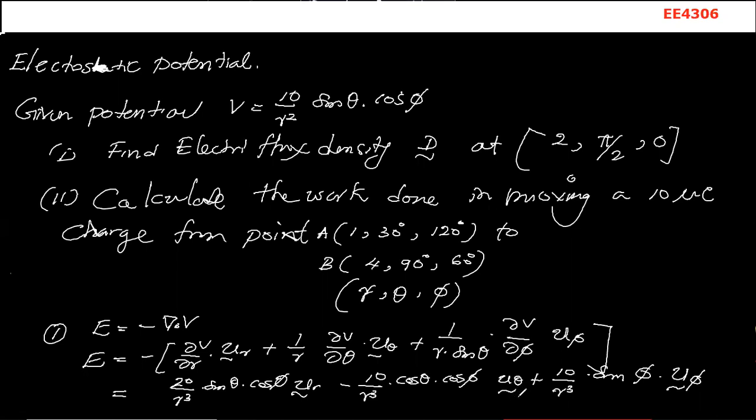Now just substitute the given point. They have given the point A, with coordinates 2, pi by 2, and 0 degree. So substitute these values, then you can find the value for the electric field density.